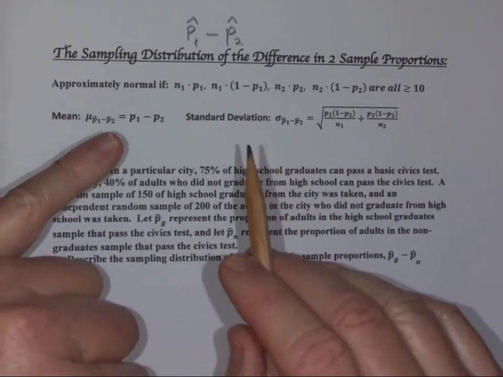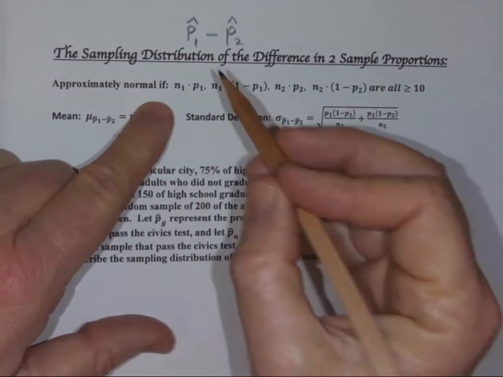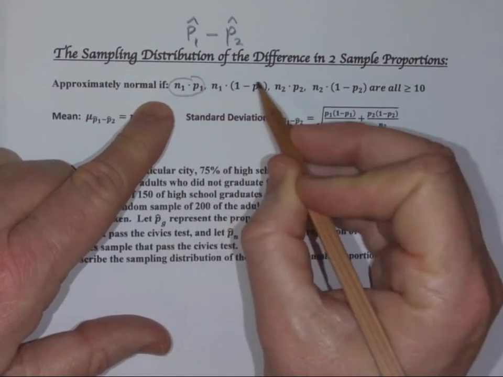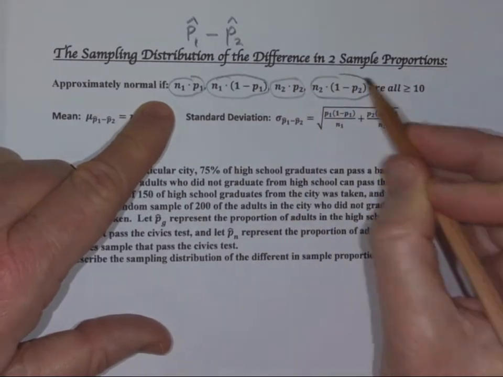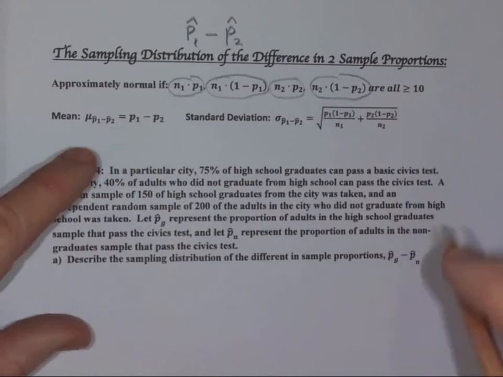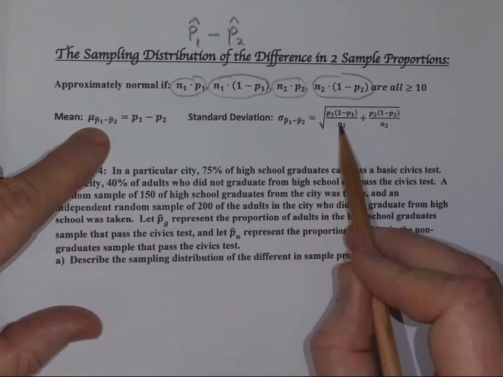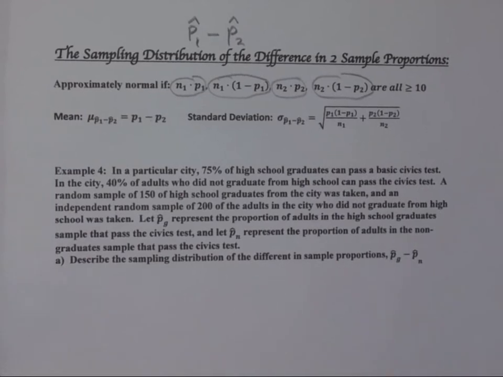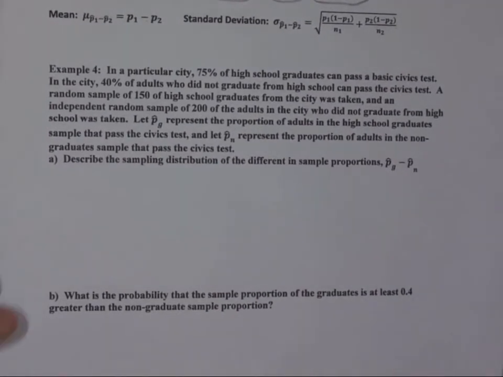All right, so the first thing to realize is that if we did this again and again, it's going to be approximately normal if these four things are all bigger than 10: n times p and n times 1 minus p for both populations. All four numbers are greater than 10. The mean, you can just subtract, and there's the formula for the standard deviation, which, like I said, is on your formula sheet. So let's look at this example right here.